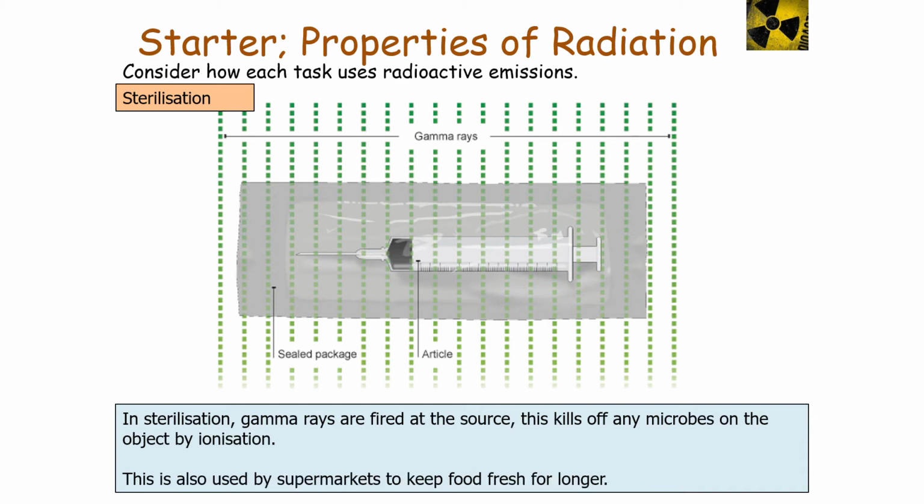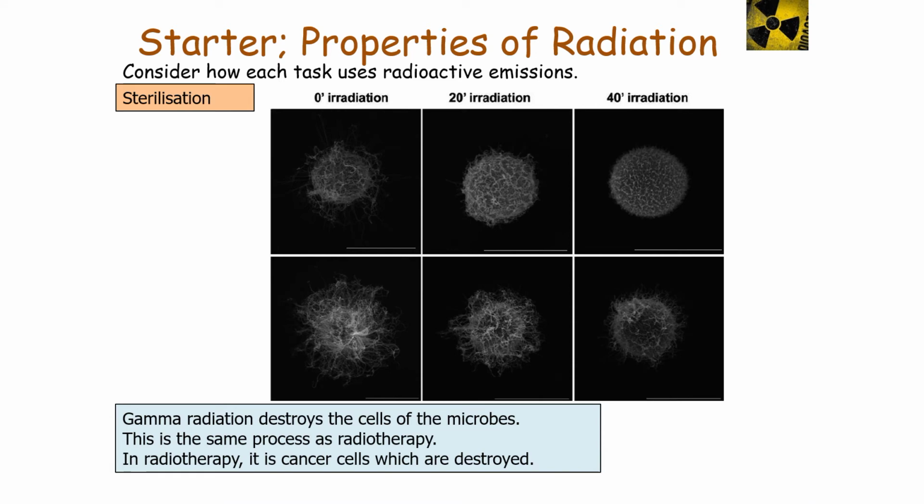But we can also use this in supermarkets to keep food fresh for longer, because it kills off any microbes on fruit or vegetables and stops them from decaying. Now, in addition, the higher the dose of gamma radiation, the greater the amount of ionization. Now, gamma radiation also destroys the cells of the microbes on your particular instrument or on your food. Now, this is the same process as radiotherapy, but in radiotherapy, it's cancer cells which are being destroyed.